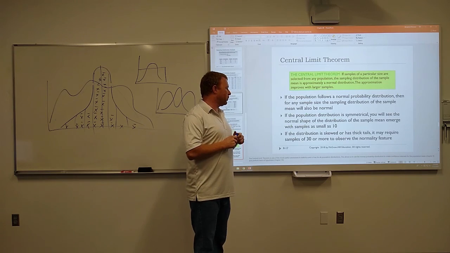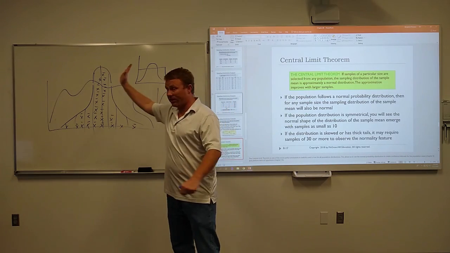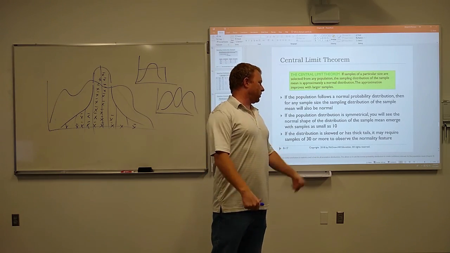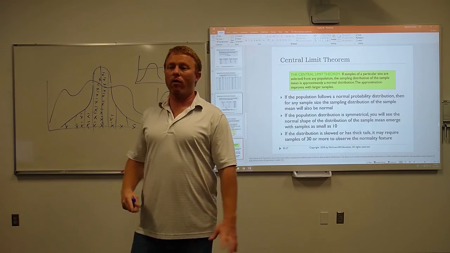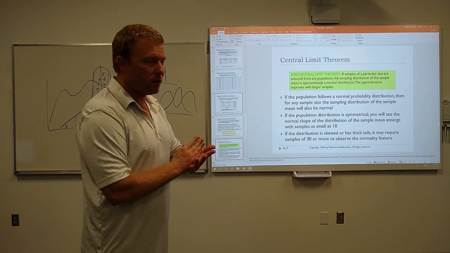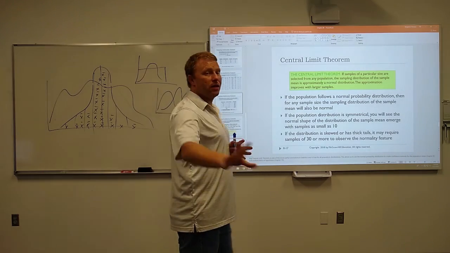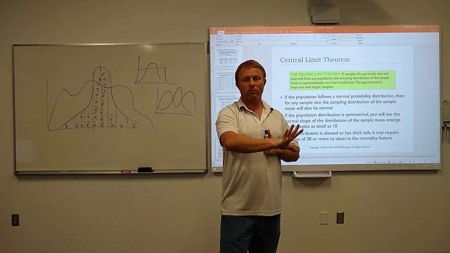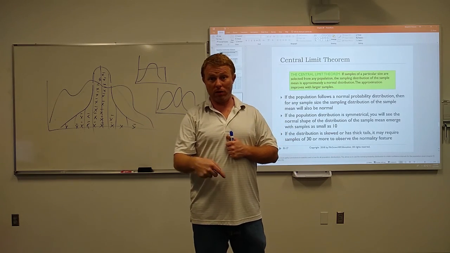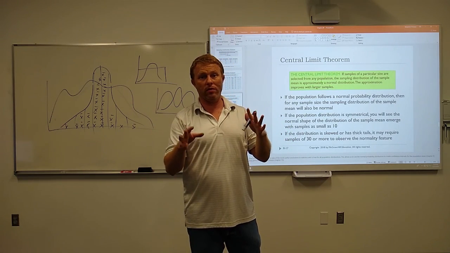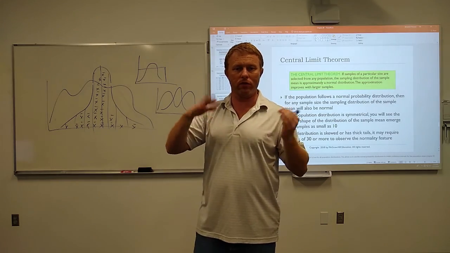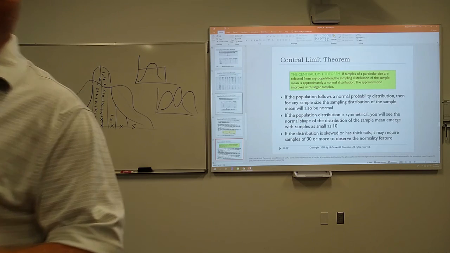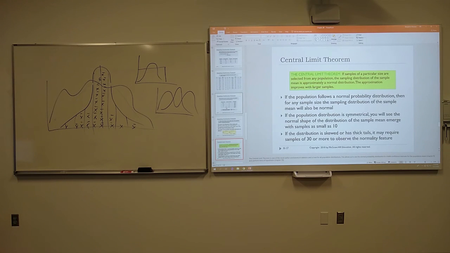And if the distribution is skewed or has thick tails or looks like this, something funky, then it may require samples of 30 or more to observe the normality feature. Now, this is the point where I would stop and look at the other video, okay? At the sampling distribution of the sample mean software, and I'll run through a quick example that's really cool and it illustrates it well. In fact, I'm going to stop the video right now so you can have a chance.